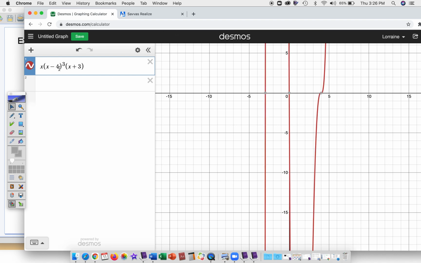So you can see the power of 3 giving it that cubic shape. Okay. Let's go back to the notes.